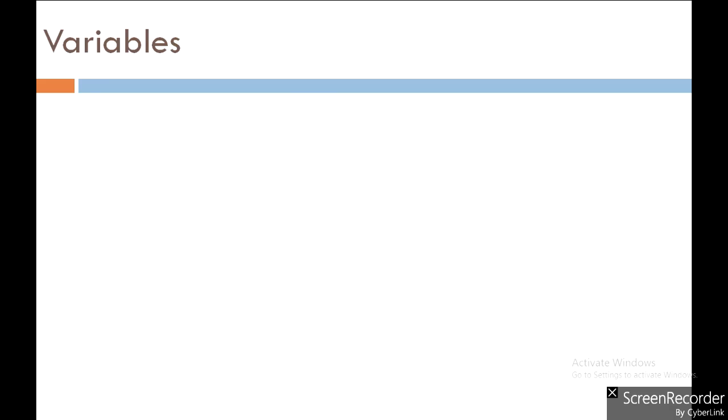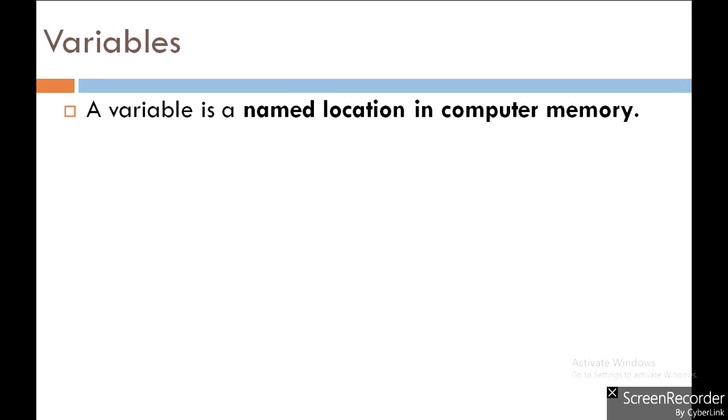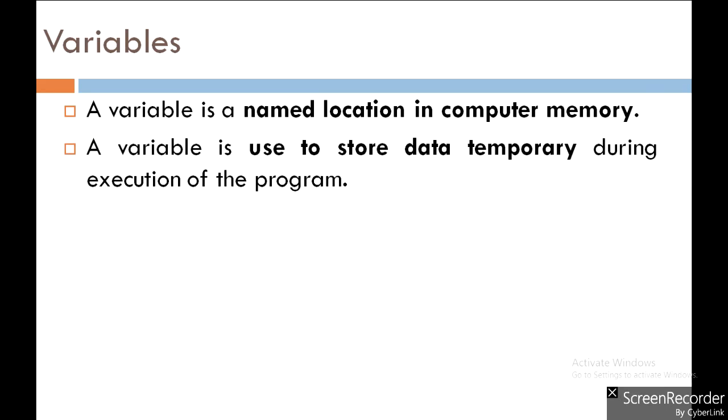Now start our lecture with variables. First of all, what is variable? Variable is a named location in computer memory, meaning it is used to store temporary data during the execution of a program, and a variable's value can change during the execution of the program.